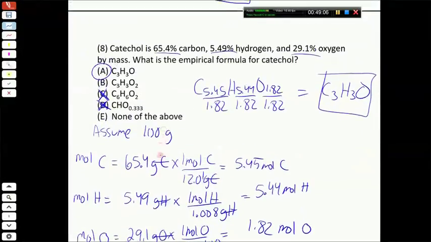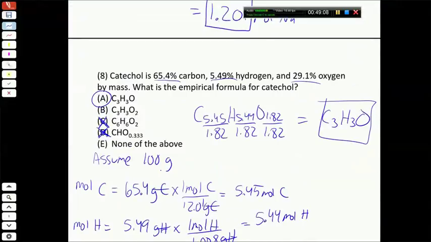No, so once you have the ratios, whatever you do to one, you have to do to the others. So let's say we got this answer, CHO 0.333. If we got this as our answer, we'd have to take everything and multiply it by 3. That would then give us the same answer that we got, which is C3H3O. So to get rid of that fraction, you multiply this by 3, but you have to do the same thing to all of them to keep the ratio the same.